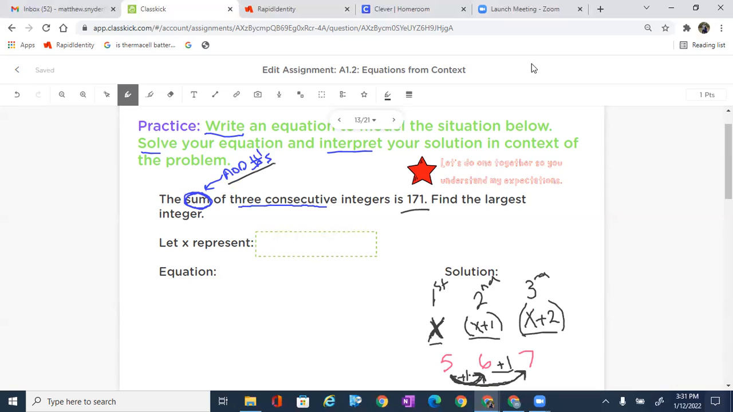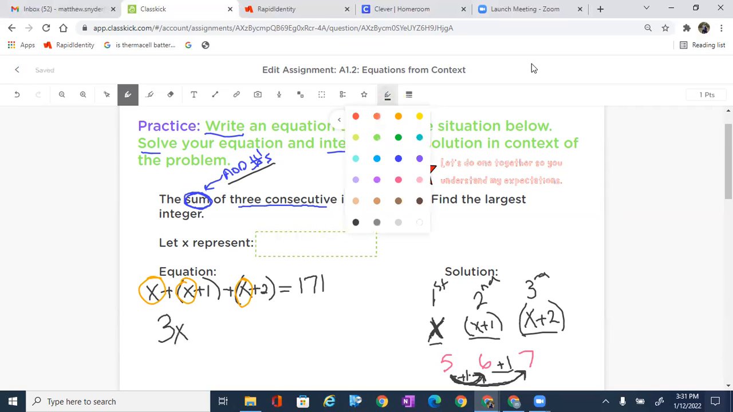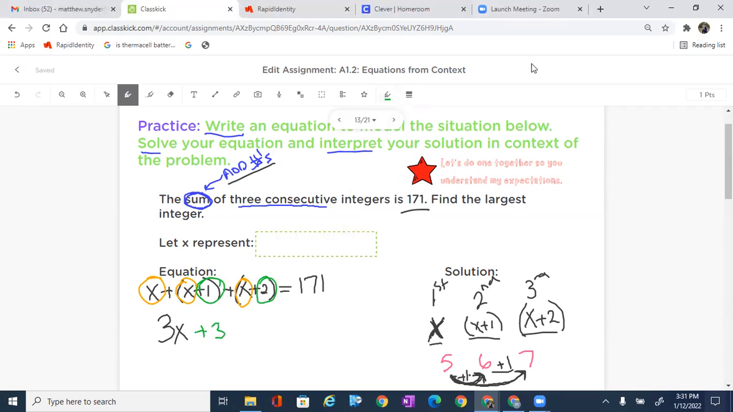So let's do that. The equation would be x plus x plus 1 plus x plus 2. And when we add all three of these, we should get a value of 171. Now, let's combine some like terms. You'll notice that we have an x, another x, and another x. So we have a total of 3 x's. So I'm going to write 3x. And then I'm going to combine our constant numbers. We're adding 1, we're adding 2, that's adding 3. So plus 3, and that is going to be equal to 171.